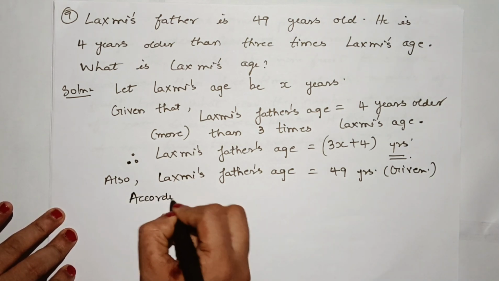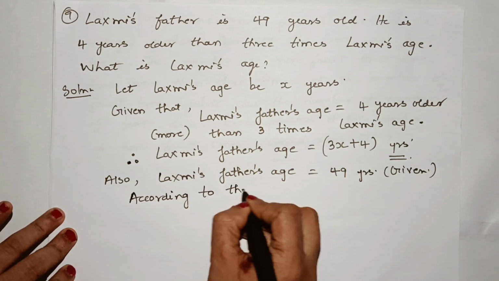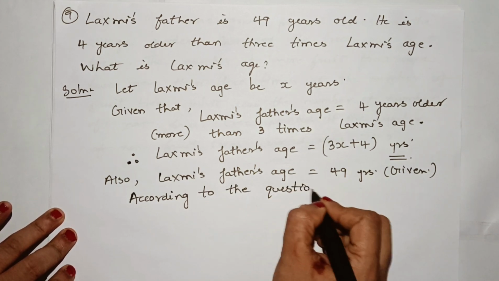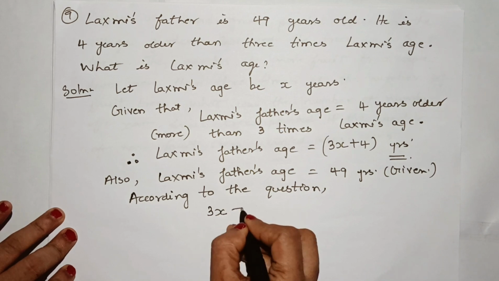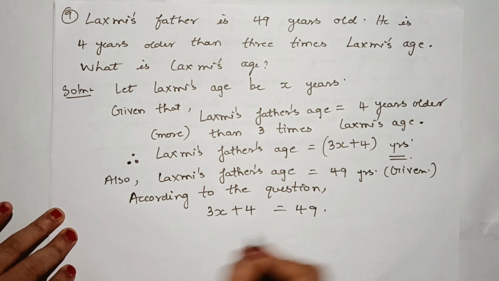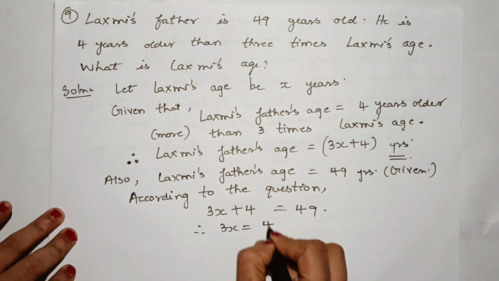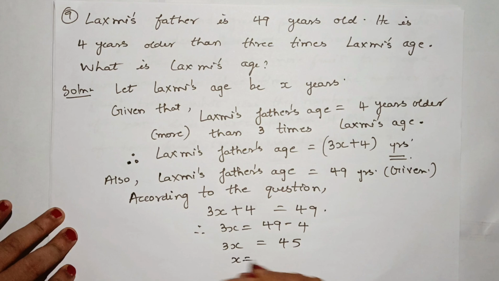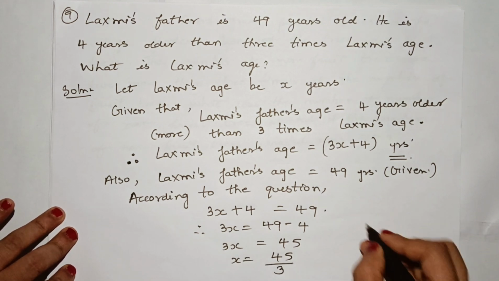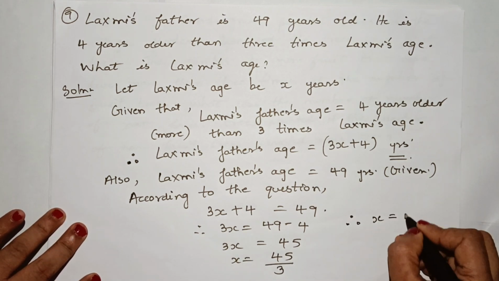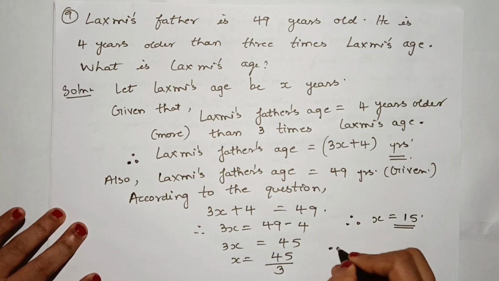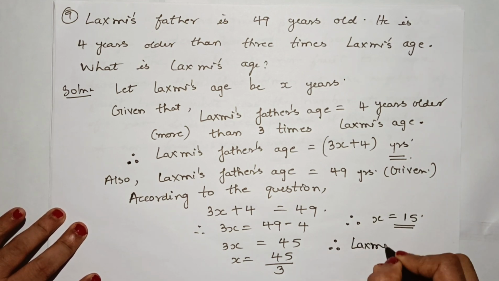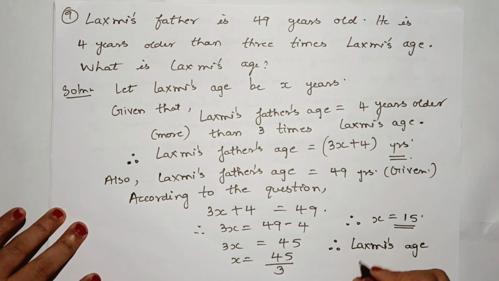Now, according to the question, frame an equation. 3x plus 4 equals 49. Therefore, by the transposing method, 49 minus 4, 3x equals 45. x is equal to 45 by 3. Therefore, x is equal to 15. Now, how will you write the final answer? Therefore, Lakshmi's present age is 15 years old.